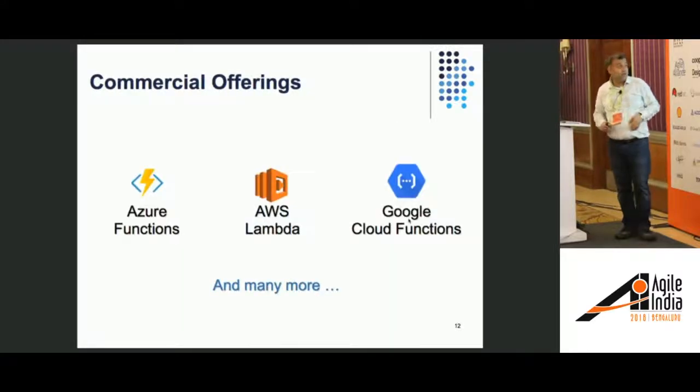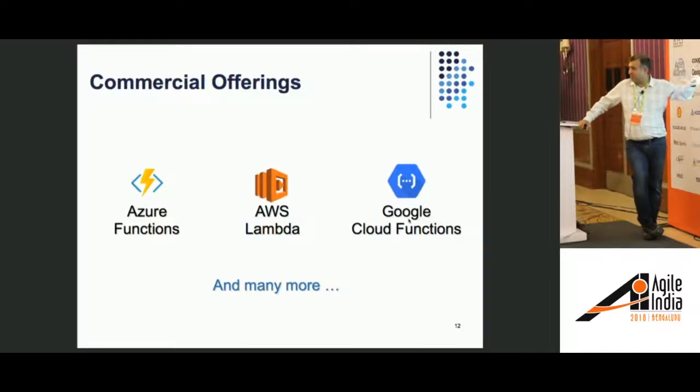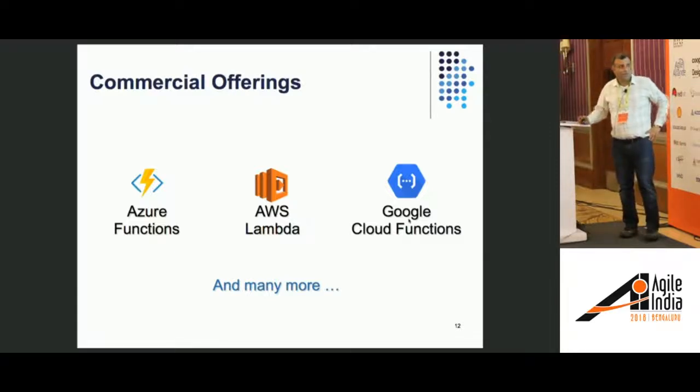So there are a lot of commercial offerings. I'm just going to talk about three of them because these are the dominant ones. Azure Functions, which is most of what my talk is based on. Then we have AWS Lambda. AWS was kind of the pioneer in serverless. I think it was released in 2015. And a relatively new entrant is Google Cloud Functions. I had a little bit of experience with Google Cloud Functions.